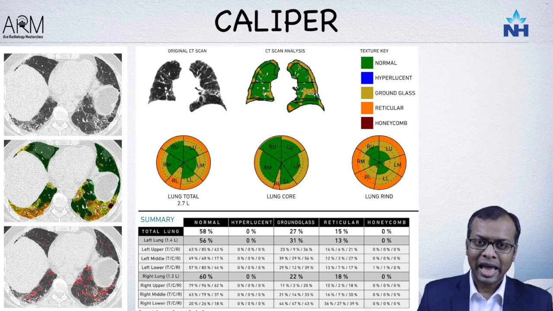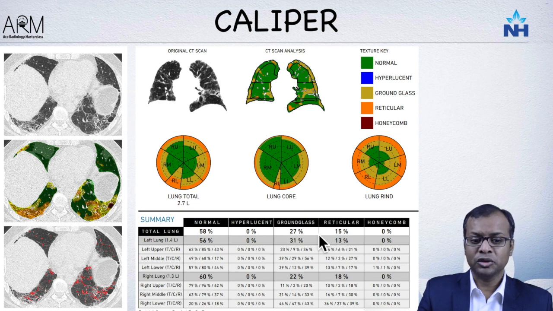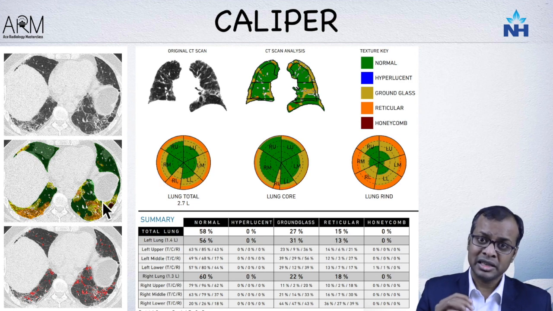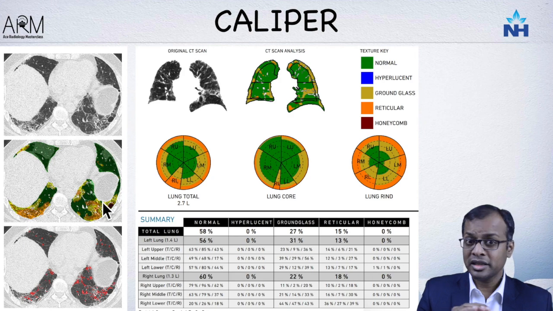Amongst all of these, what is most important and very well justified is something called CALIPER. CALIPER is a software which automatically looks into the HRCT scans and comes up with this data. It is able to differentiate areas of normal lung from those of ground glass, reticulation, and honeycombing, and able to give us a score. This is fantastic, and it is very, very reliable and reproducible.